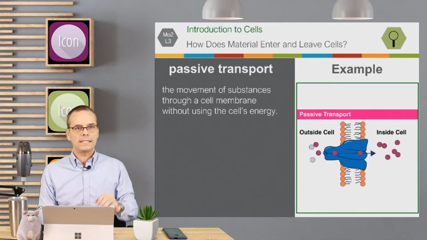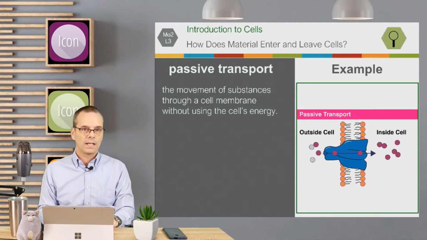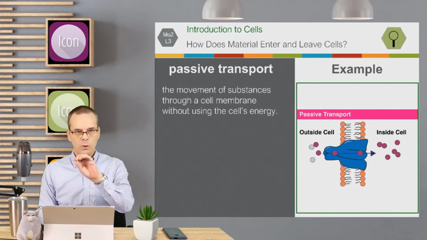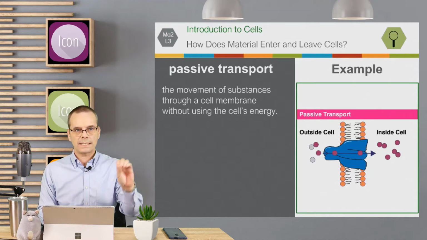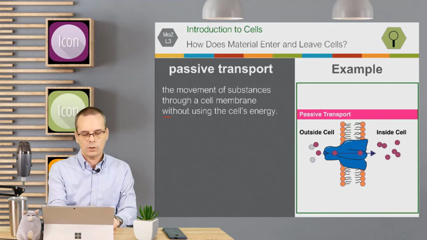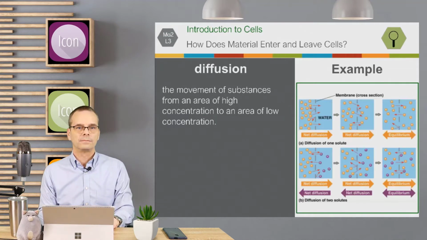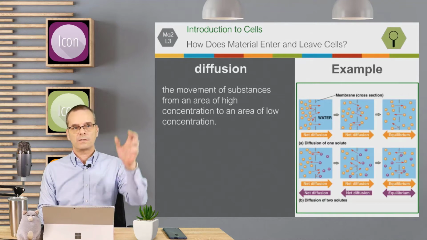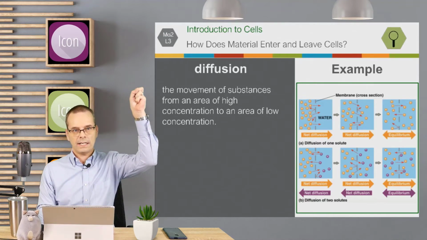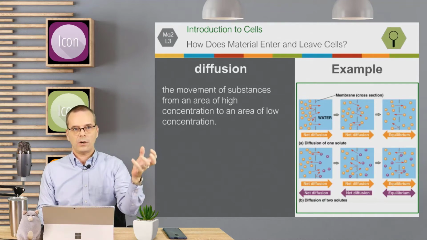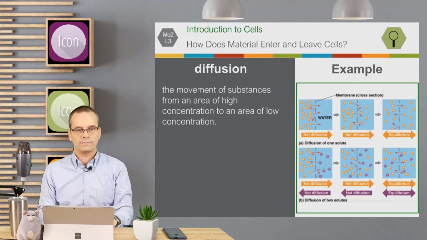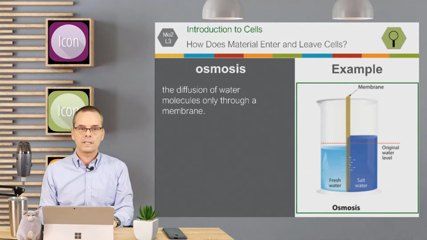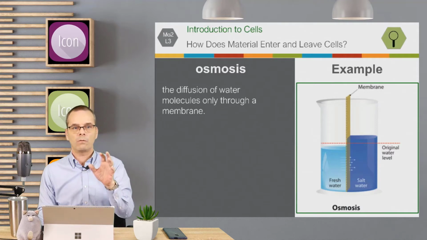The first word is passive transport. Passive transport is the movement of substances through a cell membrane without using the cell's energy. You have diffusion. Diffusion is the movement of substances from an area of high concentration to an area of low concentration. Osmosis is the diffusion of water molecules only through a membrane.